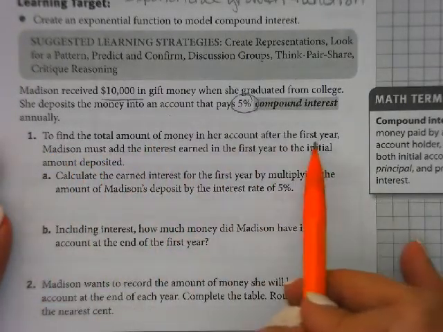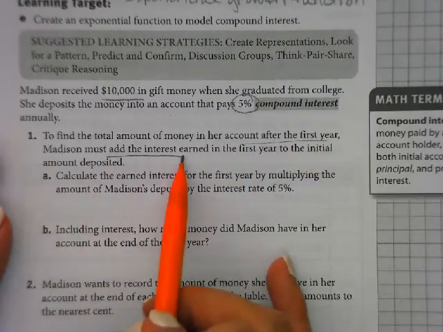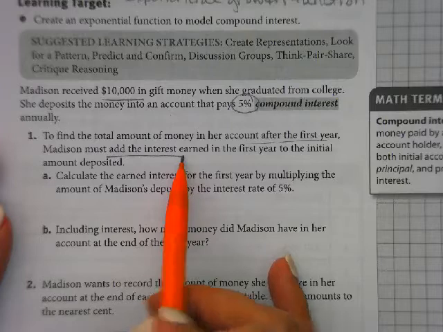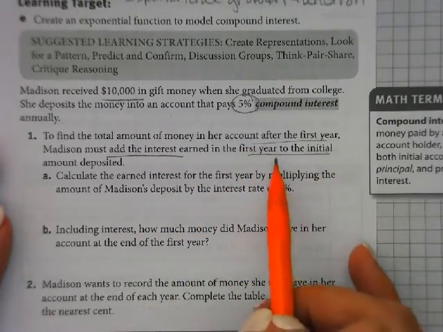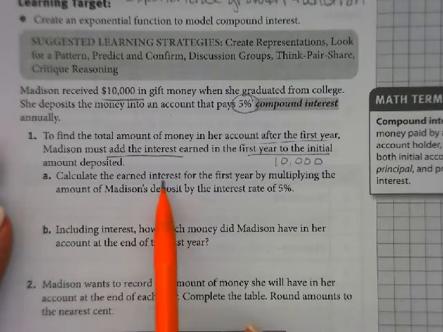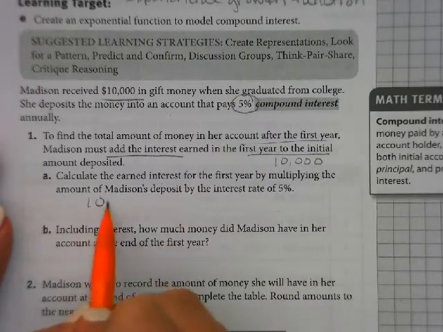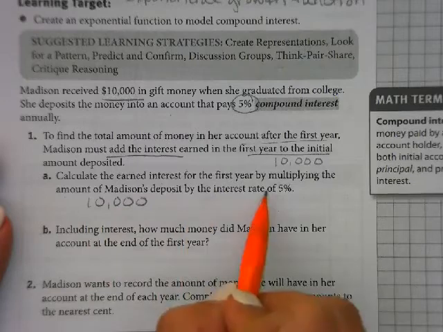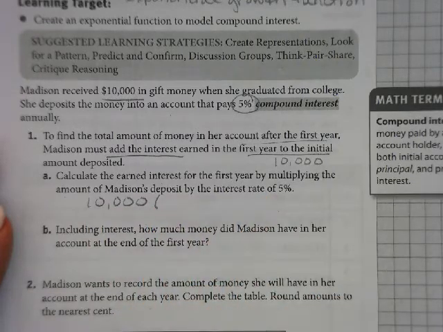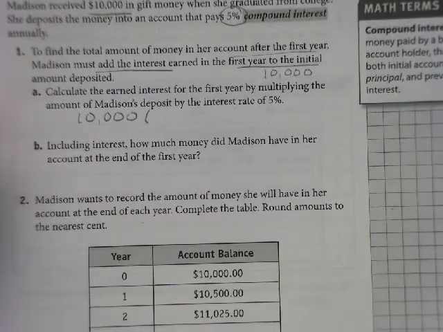Find the total amount of money in her account after the first year. So we have to add the interest she earns to her first year initial deposit, which was $10,000. Okay, so in order for us to figure that out, we're going to calculate her earned interest by multiplying the amount she deposited, which was $10,000, times the interest rate of 5%. But we don't multiply by percentages. What do we need to do? Make it a what? A decimal.